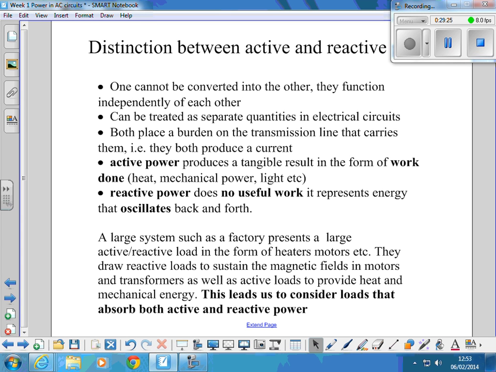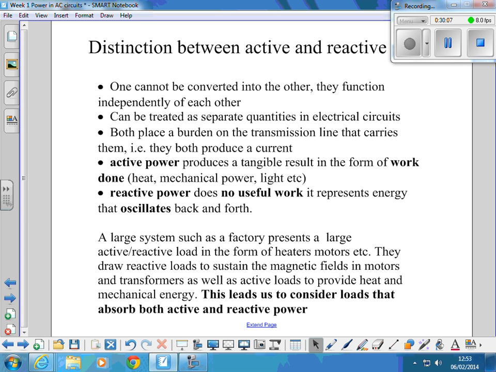Both of them, despite not doing any useful work, place a burden on the transmission lines that supply the equipment, because when the inductor is charging up and drawing current, that current's got to flow down the transmission line and back again, and so is the current charging and discharging the capacitor. Therefore, this reactive power is drawing current backwards and forwards despite not producing any useful heat, light or mechanical motion.